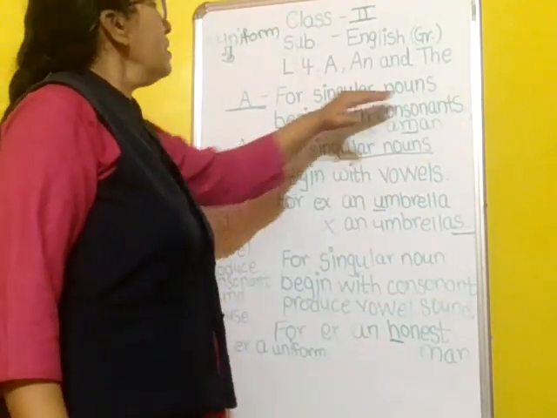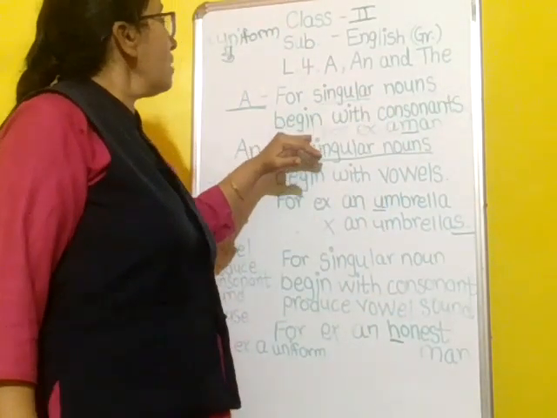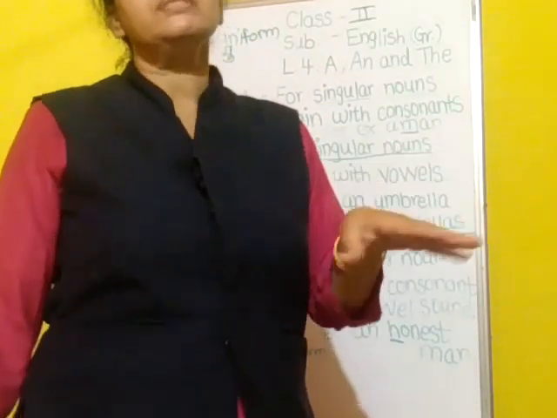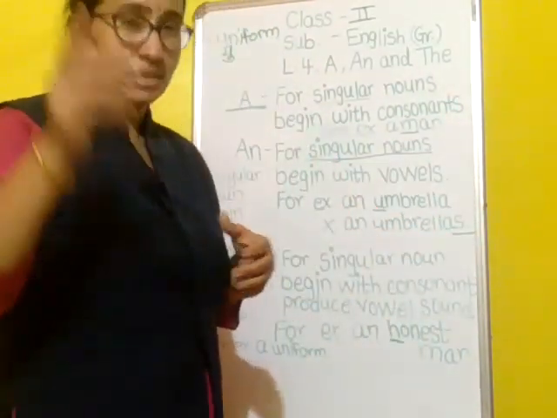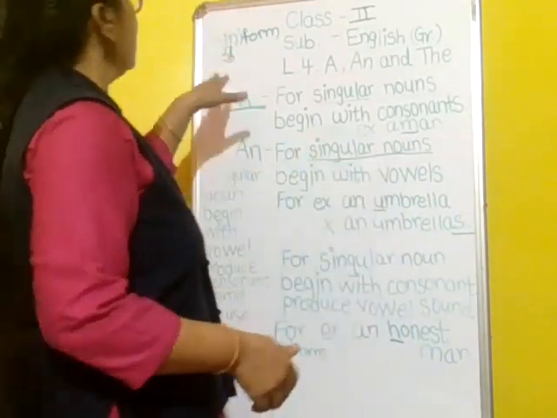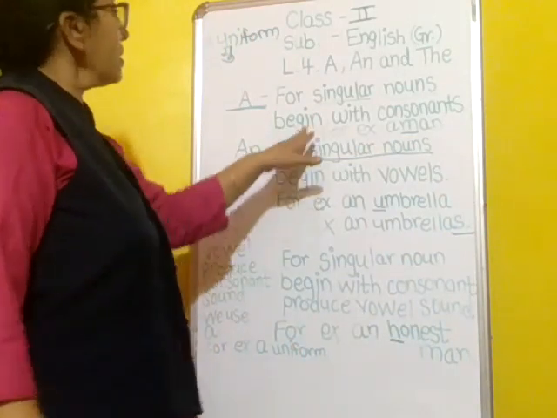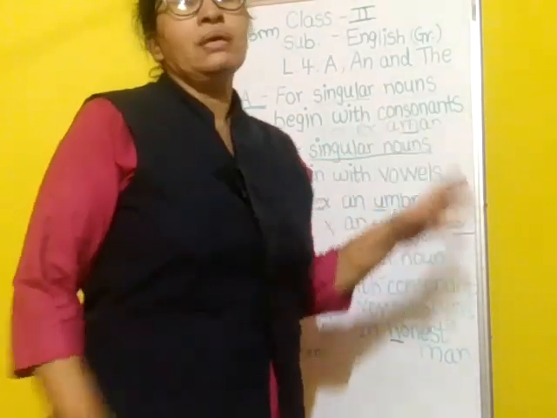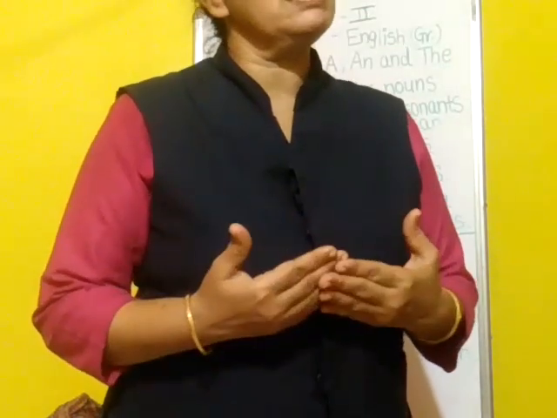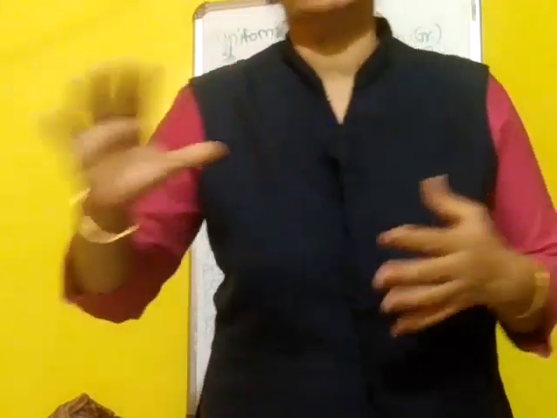When the nouns begin with consonants, we can use a, and it is singular. It is most important. It is singular in number. Then only you can use here a. For example, a man. From this word, what you can understand? A man. That means that man is singular noun. एक ही इंसान है, a man.